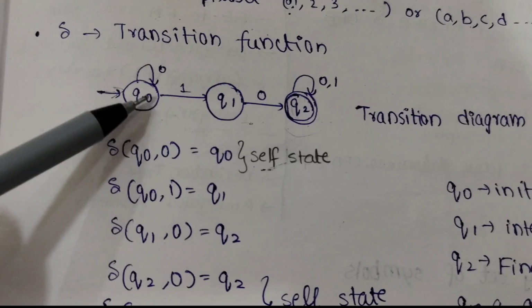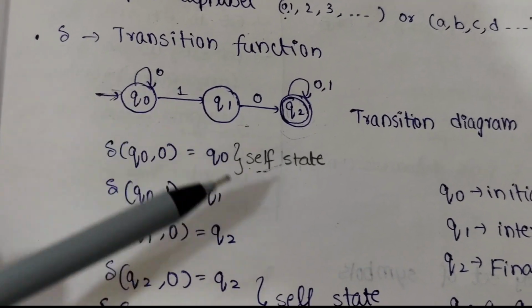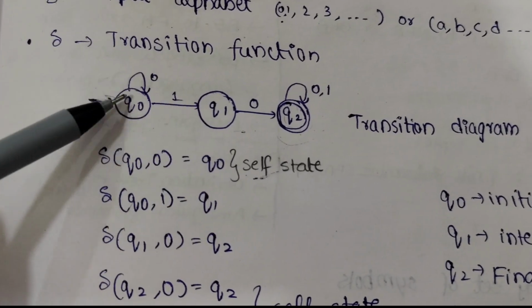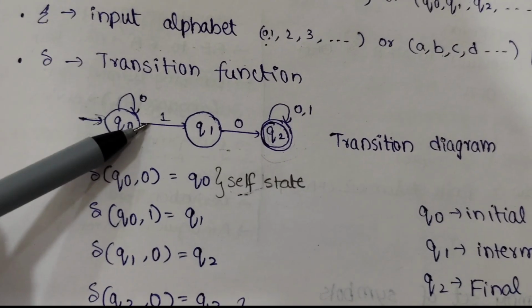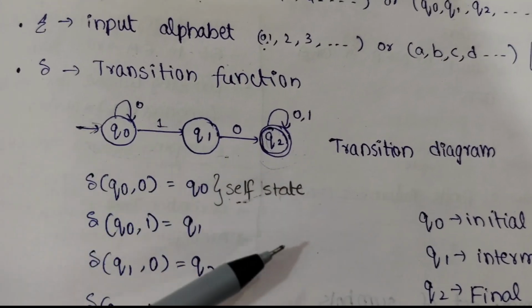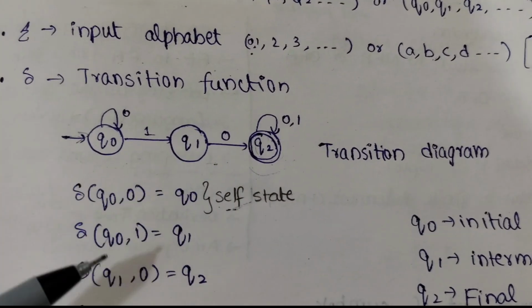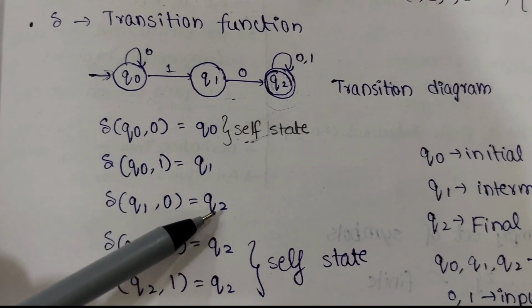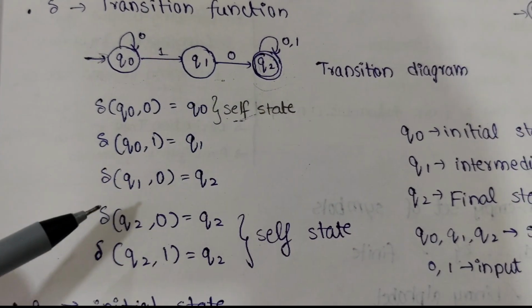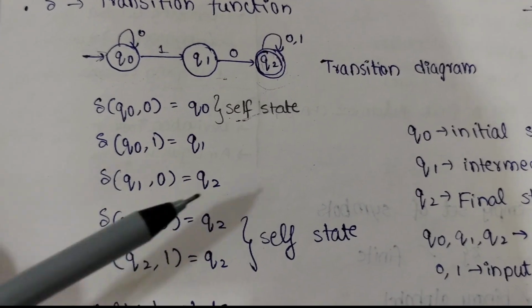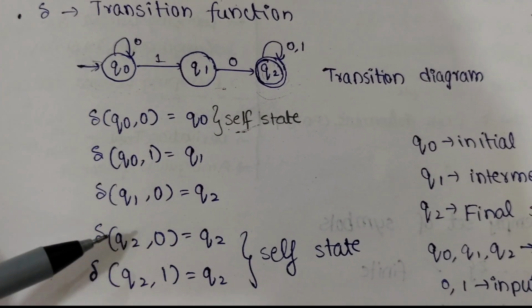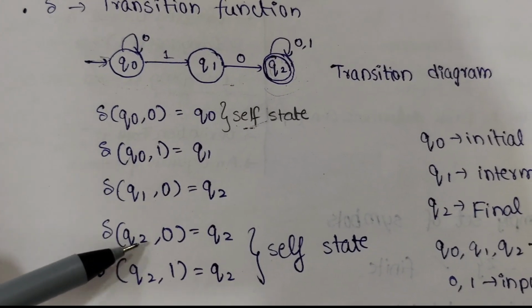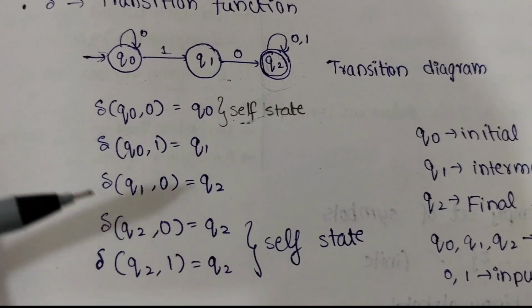Delta of Q0, 0 is Q0. This is nothing but a self state, because if Q0 on an input alphabet goes to the same state, then we call it a self state. Next, Q1 on 0 is going to Q2. Next, Q2 on 0 and Q2 on 1 are going to Q2. They are self states. We can't write delta of Q2, 0, 1. We have to write it individually only.